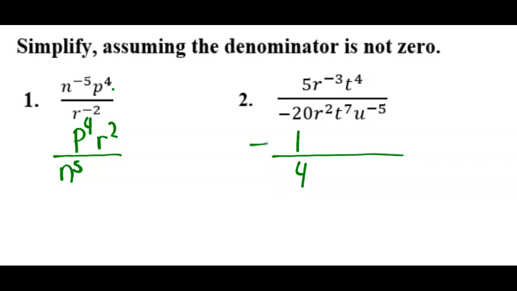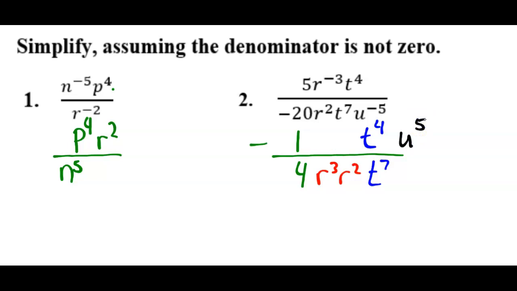Now, I have got to decide, stay or go. So, I'm going to go through each one, and I'm going to decide. My r to the negative 3, is it going to stay up there, or is it going to go to the bottom? It's going to go to the bottom. My r squared, stay or go? It will stay. My t to the 4th, stay or go? It will stay. My t to the 7th, stay or go? It will stay. And my u to the negative 5th, it will go.